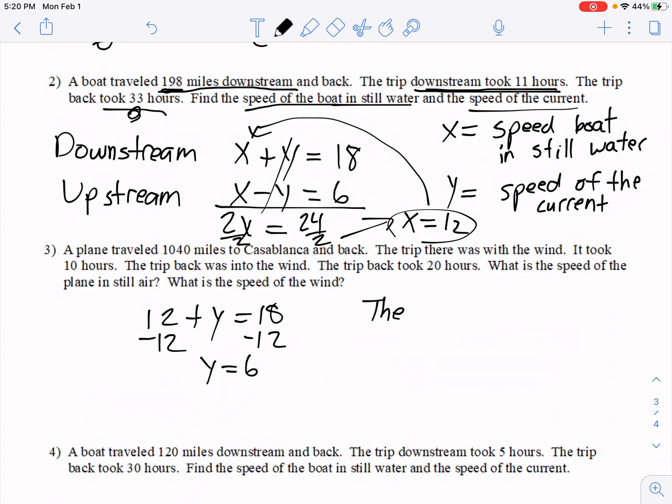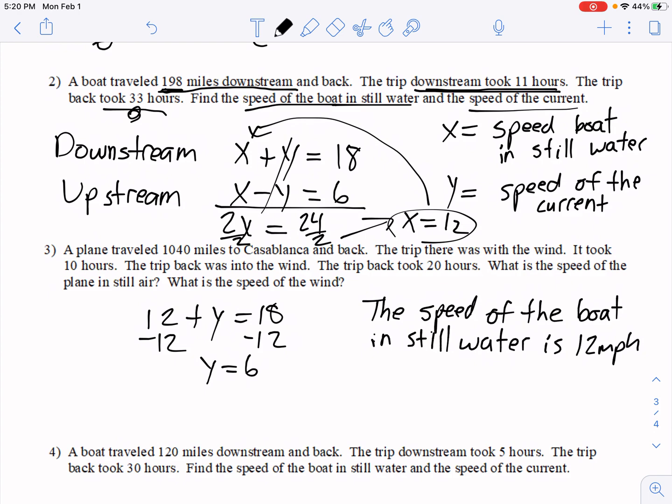Okay, so the speed of the boat in still water is 12 miles per hour. So if we didn't have any current, we'd be going 12 miles per hour. But the speed of the current here is 6 miles per hour.